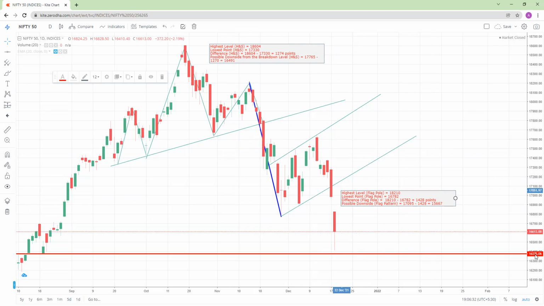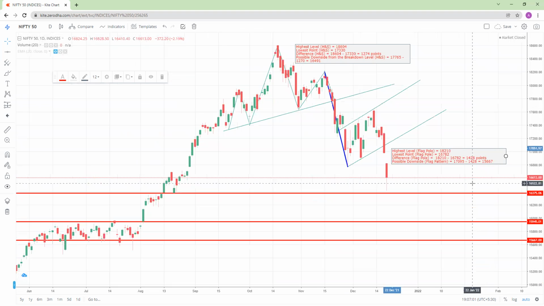You will see the figure here. Okay, so it is around 17095. This is an approximate value. From this value you will deduct the difference that we have arrived at, that is 1428 points. So when you deduct 1428 from the breakdown level of 17095, you will arrive at a possible figure of 15667. So as per the flag pattern, there is a possibility that Nifty 50 may fall by another 700 from this level. It can go up to 15667.